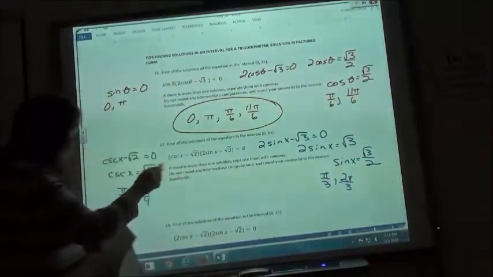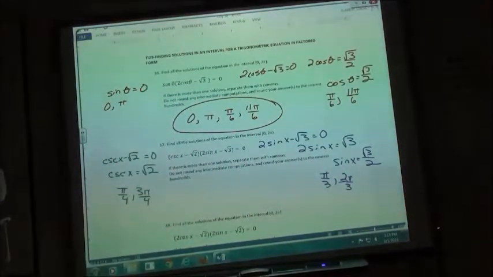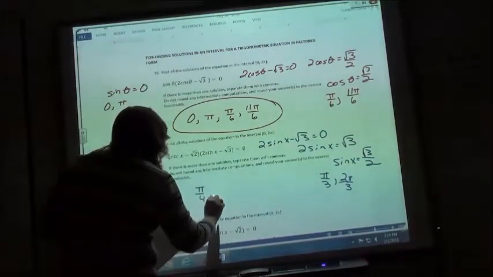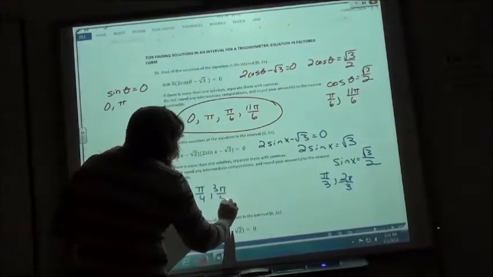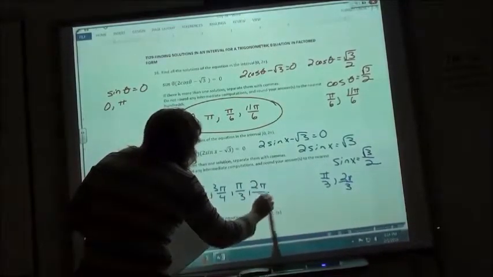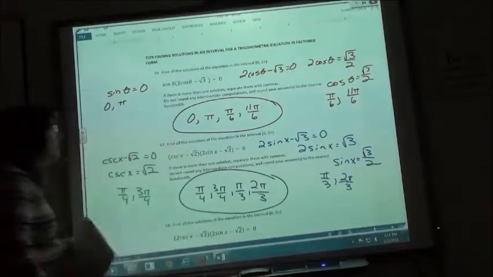So again, all 4 of my answers are different answers. I'm going to just list all 4 of them. So pi over 4, 3 pi over 4, pi over 3, and 2 pi over 3 are all of the answers that would make that true.